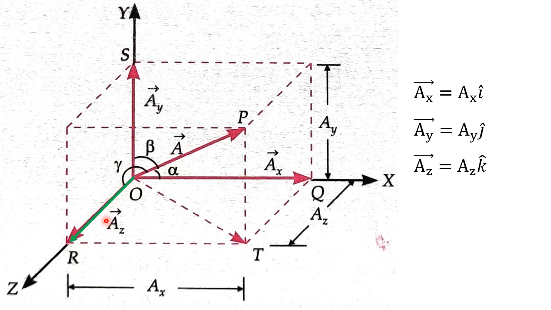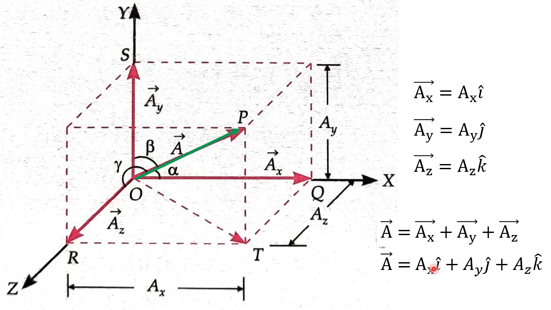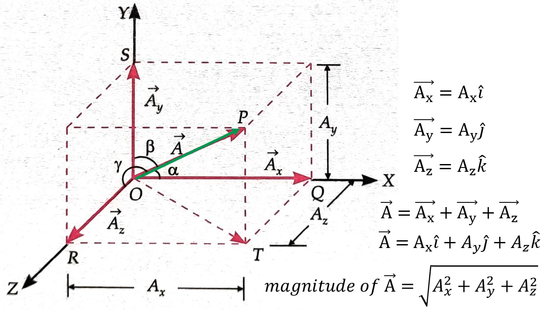So what will be your resultant vector? The resultant vector A will be the sum of AX plus AY plus AZ, which can also be written as A vector equals AX i cap plus AY j cap plus AZ k cap. So what will be the magnitude of the A vector? The magnitude of A vector will be simply A, which will be the square root of AX square plus AY square plus AZ square.